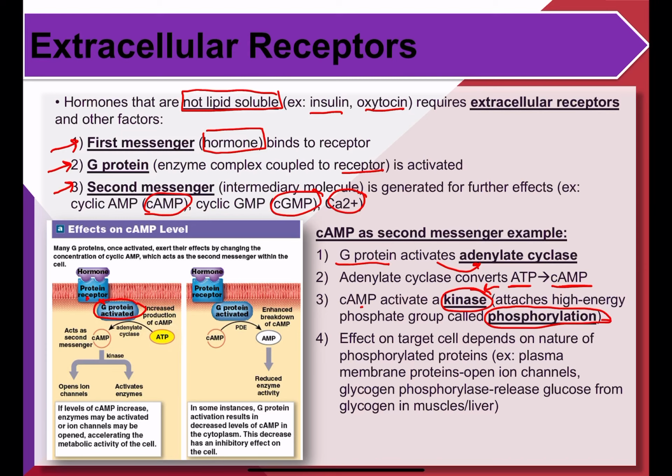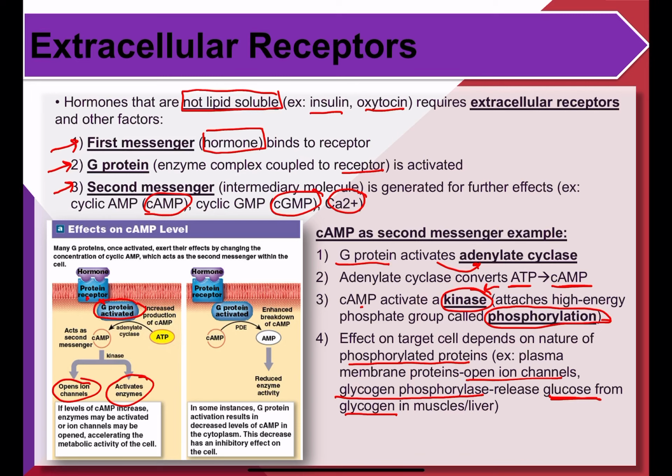So kinase causes phosphorylation, and the effect on target cells depends on the nature of those phosphorylated proteins, whatever they are. It can open ion channels because now you phosphorylate it, changed its shape, so it opened up something, or it can activate enzymes upon phosphorylation. Sometimes phosphorylation can inactivate things, but sometimes it can activate things. So plasma membrane proteins can open those ion channels, or glycogen phosphorylase is an enzyme that can release glucose from glycogen in muscles and liver.